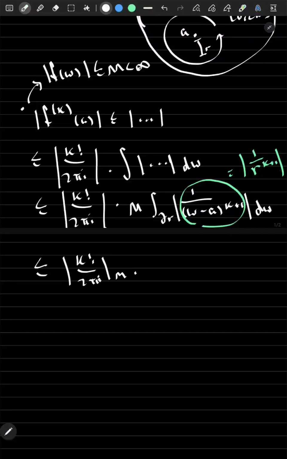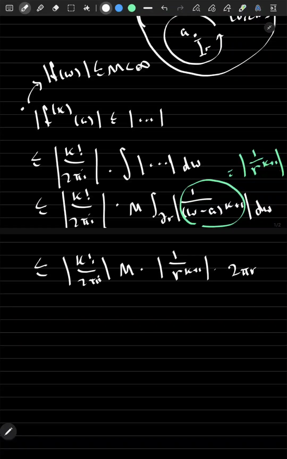Okay, so we can bound the integral by 1 over r to the k plus 1 times, so this is the supremum of the integrand, times the length of the curve we're integrating over, gamma r. The length of this is just the circumference of the circle of radius r, which is equal to 2 pi r. So we multiply this by 2 pi r.